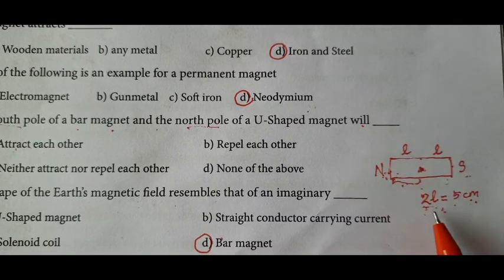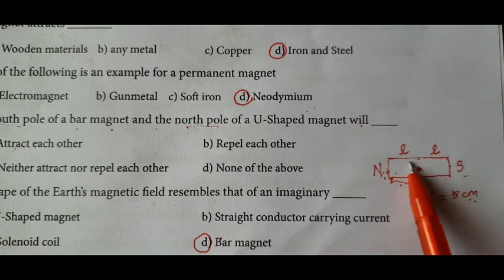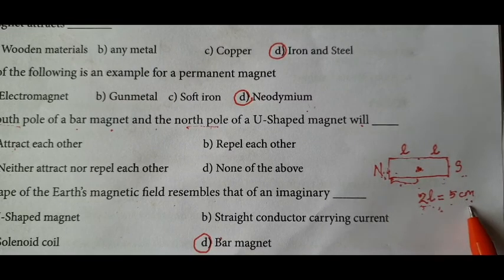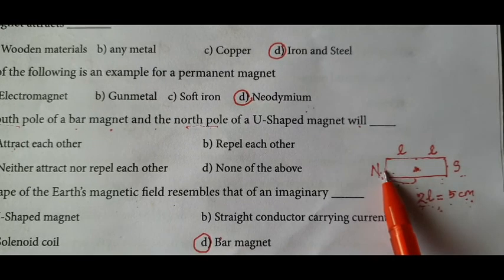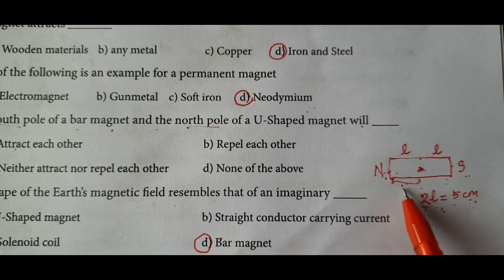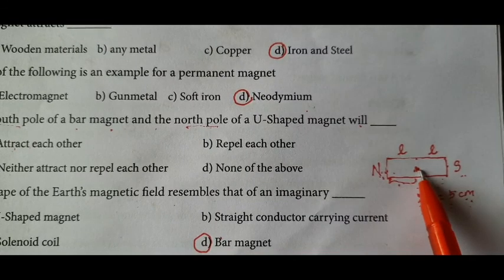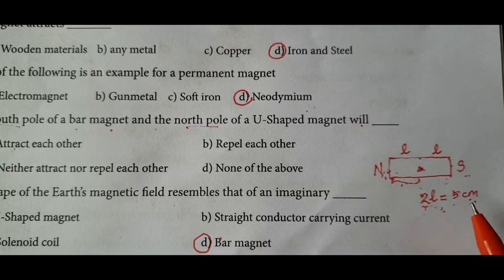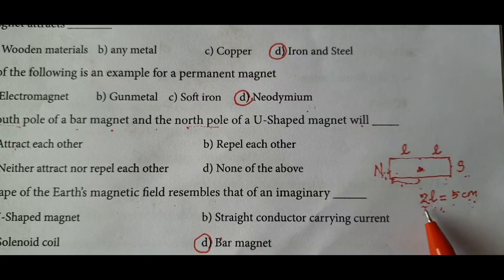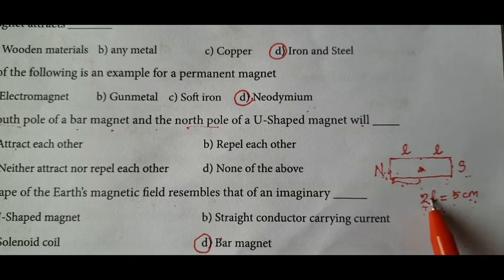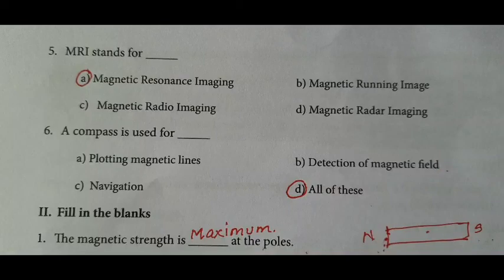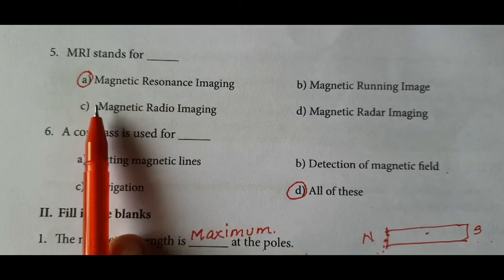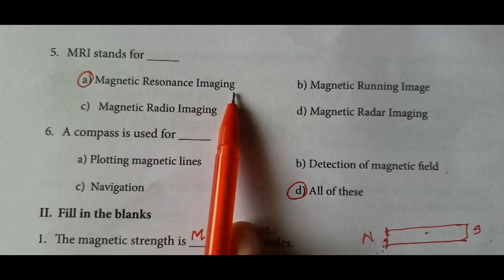So l plus l is 2l. So totally the length of the magnet is 5 centimeter. From the north pole to the center point occupies 2.5 centimeter, and the center point to the south pole is also 2.5 centimeter. So totally the length of the magnet, represented as 2l, is equal to 5 centimeter. This is a bar magnet. Fifth question. MRI stands for magnetic resonance imaging.